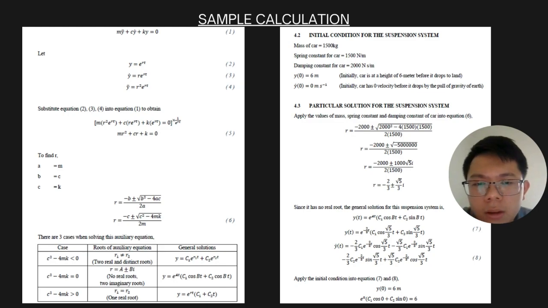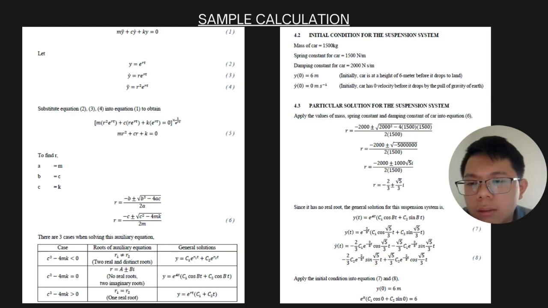of Earth. So to get the particular solution for the suspension system, we apply the initial conditions to the general solution that we got in the previous part. So we get r = -2/3 ± (√5/3)i, which is two imaginary roots. Because there is no real root, the general solution for this suspension system is y(t) = e^(at) times (c1 cos bt + c2 sin bt).